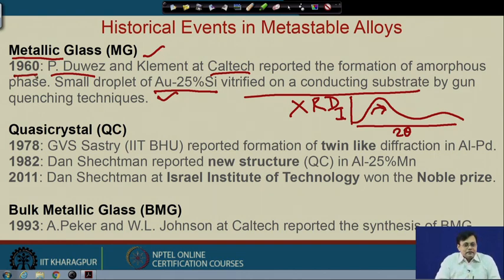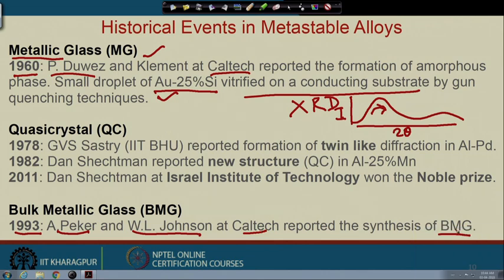After a long period, in 1993, Atakan Peker, who was a PhD scholar of Professor Bill Johnson at Caltech, reported the first synthesis of bulk glasses. The terminology bulk basically means in any dimension 1 to let us say 2 mm. In different books they define it in different ways. So it is something like 1 to 2 mm in any dimension, and we call them bulk metallic glasses.